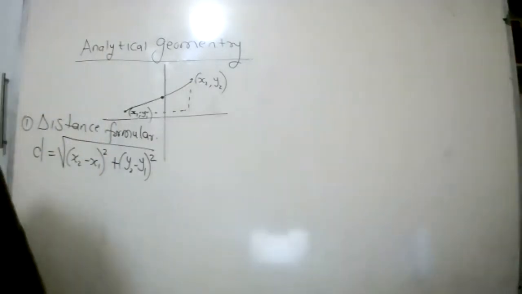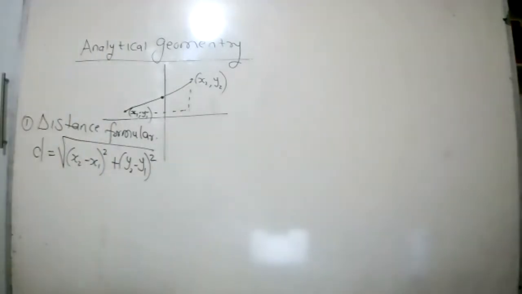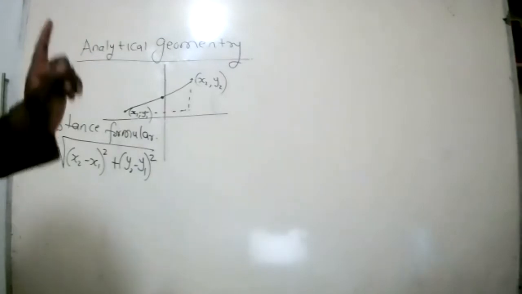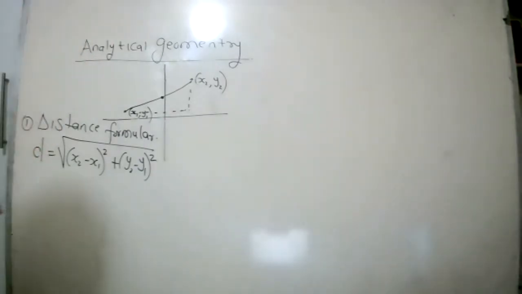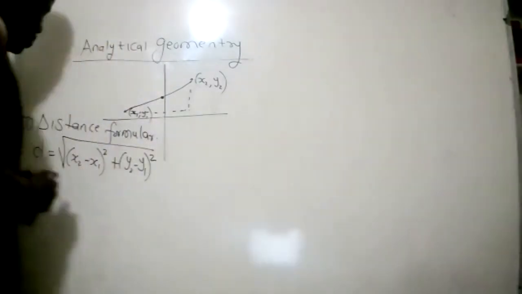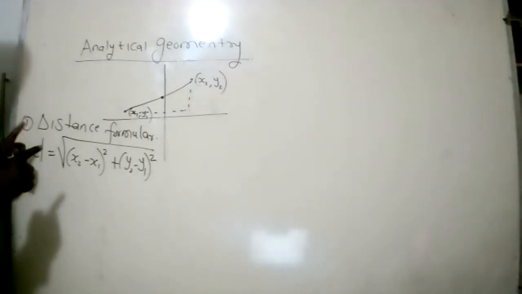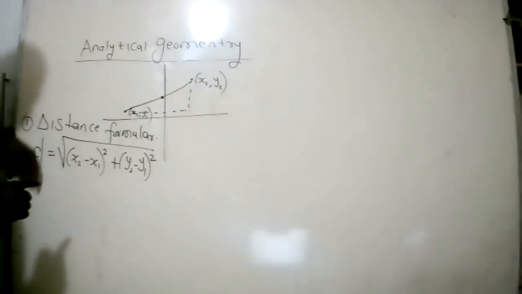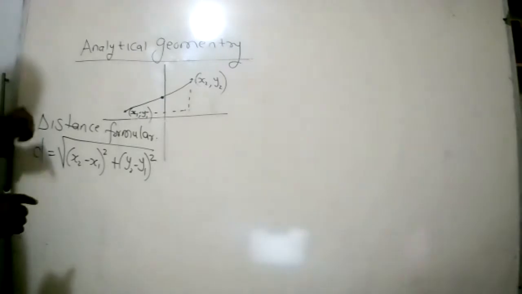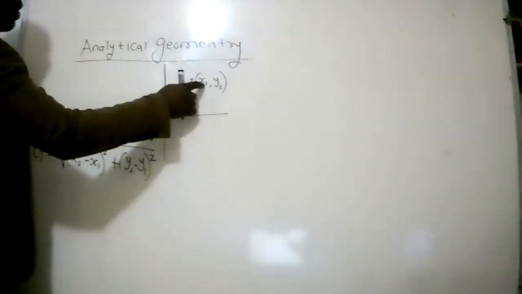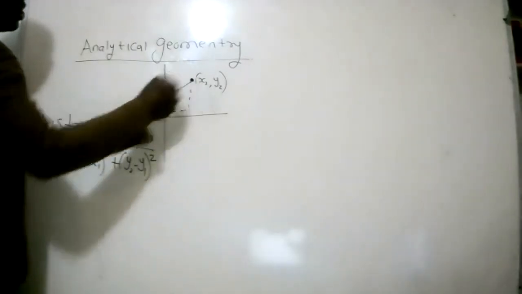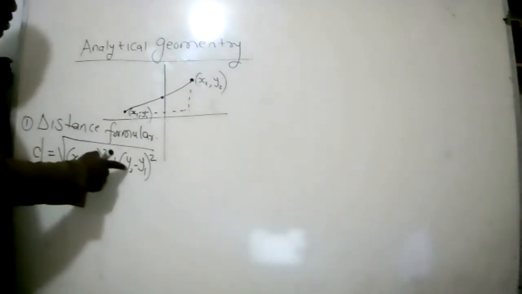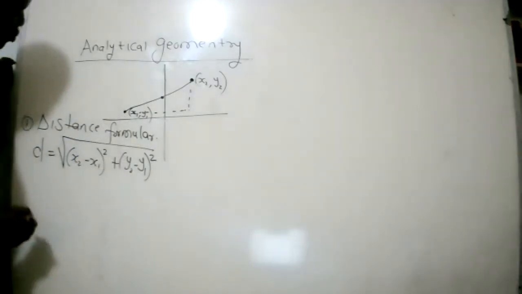We don't use a ruler, but we use a distance formula to measure the distance between 2 points. That is the formula that we have there. You must know this formula by heart from now until you go to university. Remember, x2 is the x coordinate on this point here, and x1 is the x coordinate on that point. Same with y1 and y2.